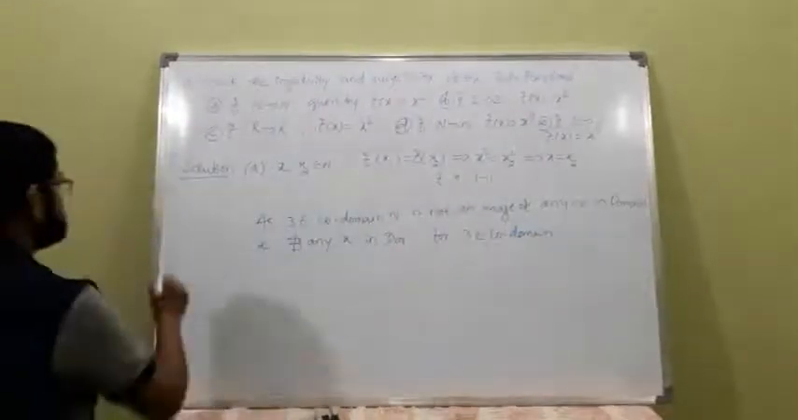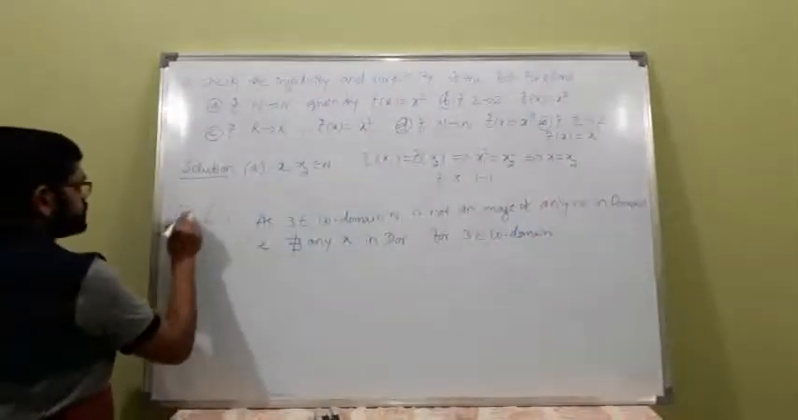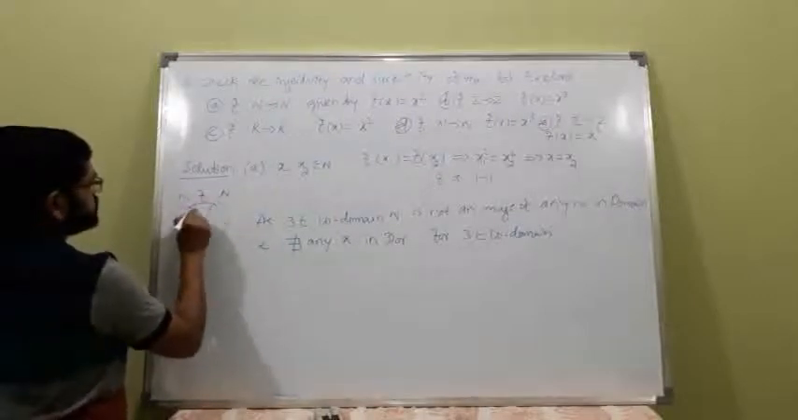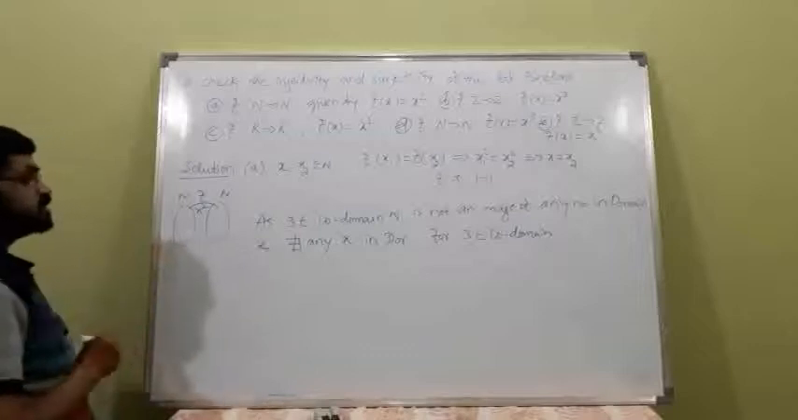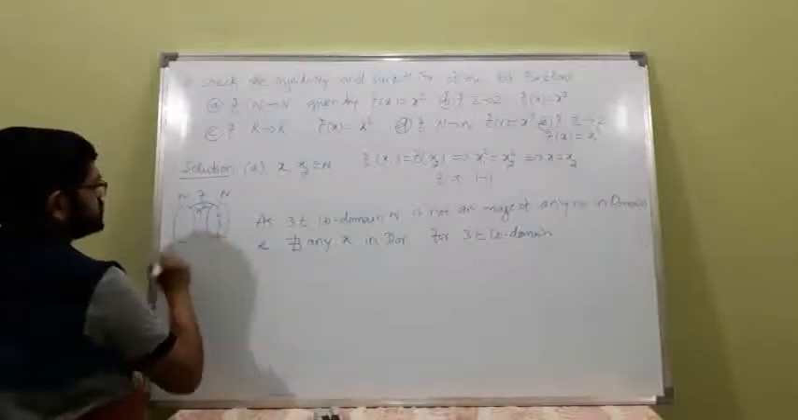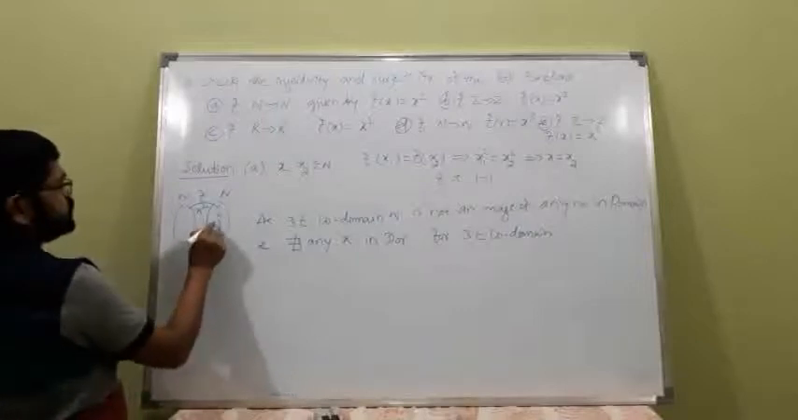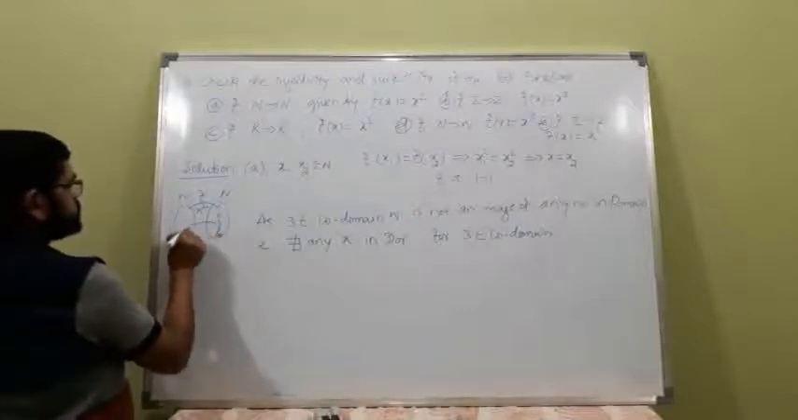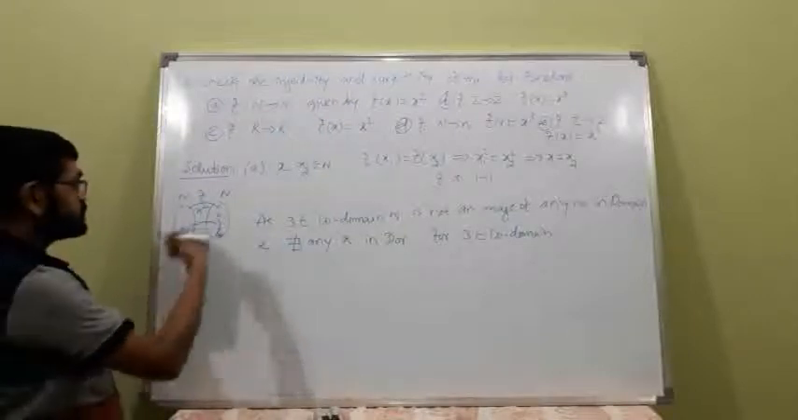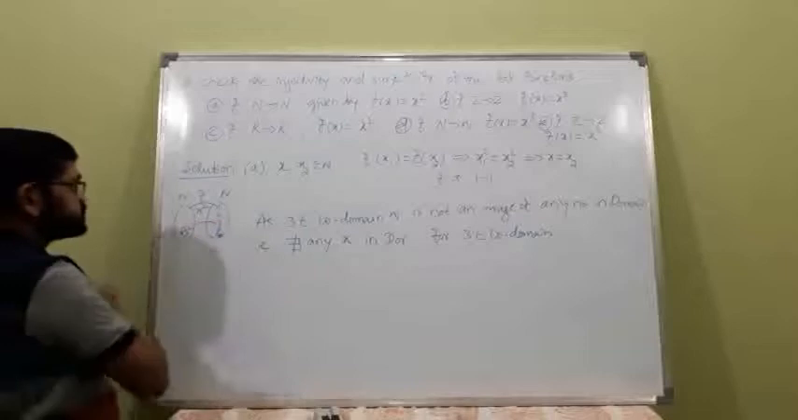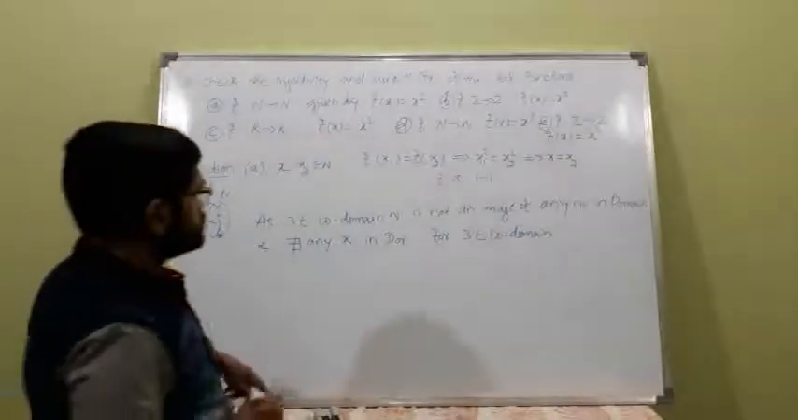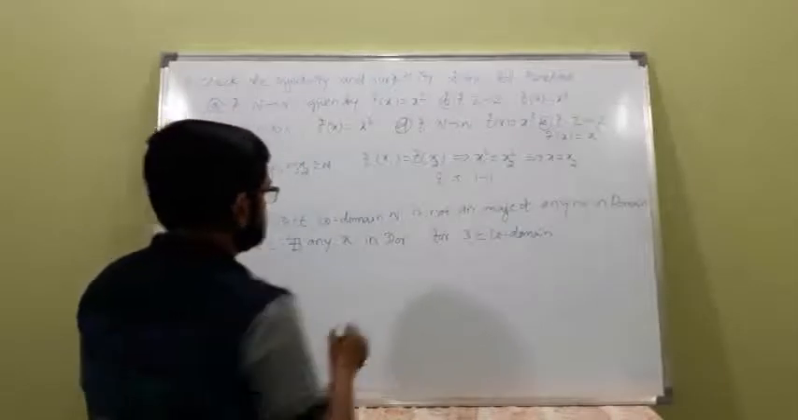It means, see here, this is N, this is N. Both are the set of natural numbers. This is the function f(x) is equal to x square. See here, 1, 2, 3. Suppose x square is equal to 3, it means there should be root 3. Square of root 3 is 3, but root 3 is not here in the domain.